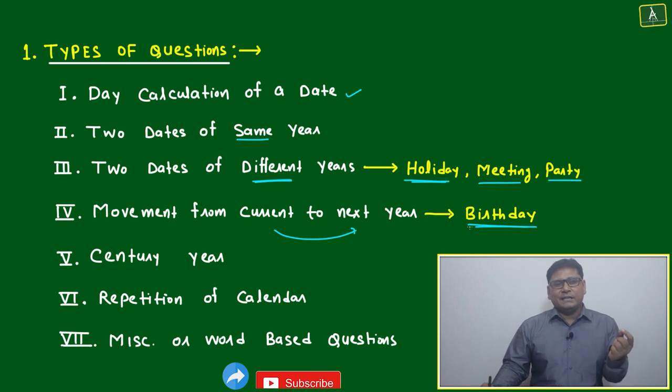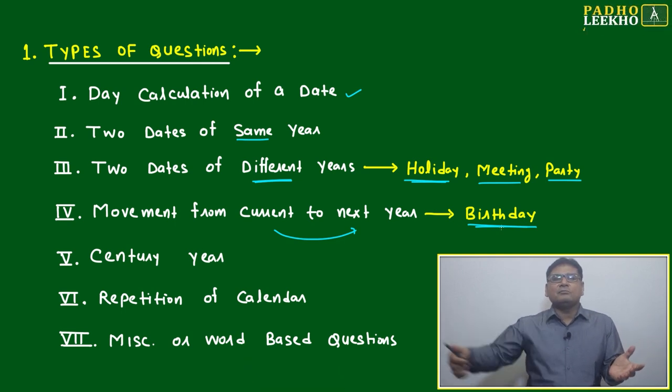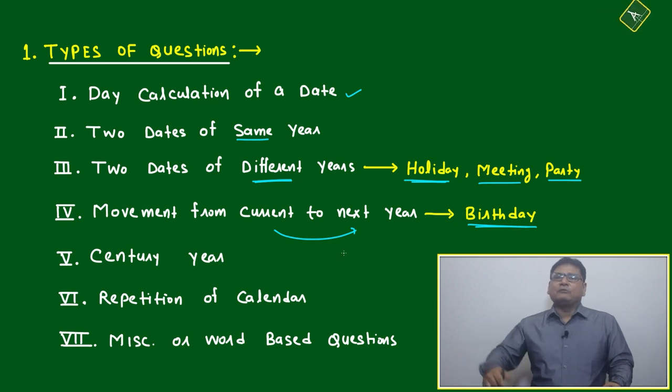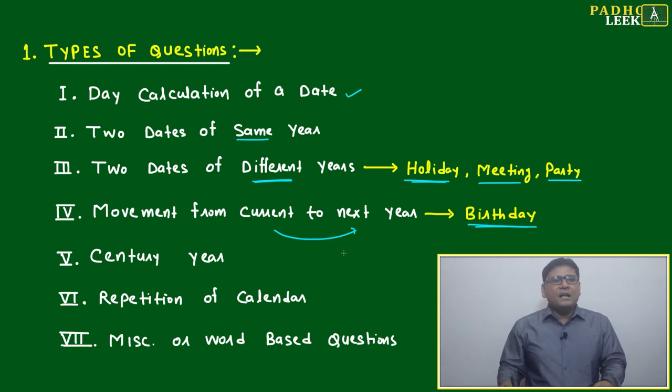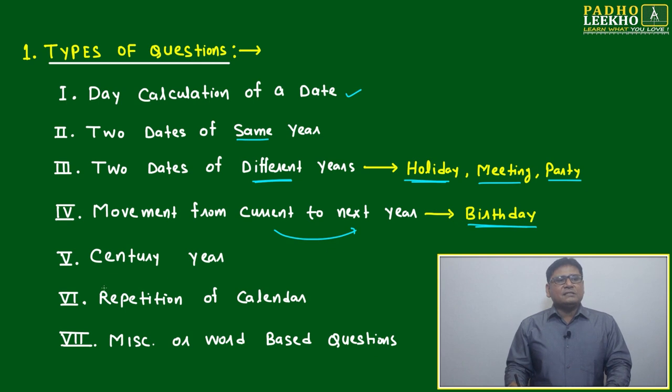Based on that, there is a very interesting type of question related to birthdays. This year, if the birthday is on Friday, then after 3 years, which day will the birthday be? Or maybe after 20 years, which day will it be? Correct? After that, there are questions based on century years, and the next question type will be based on the repetition of the calendar.